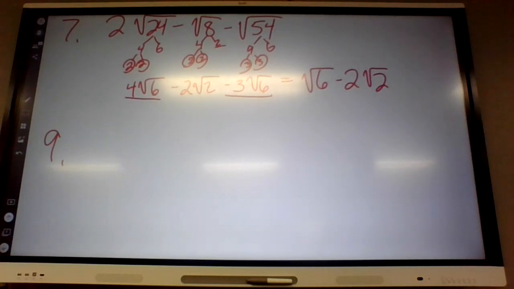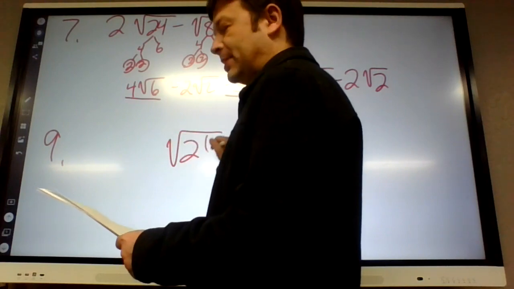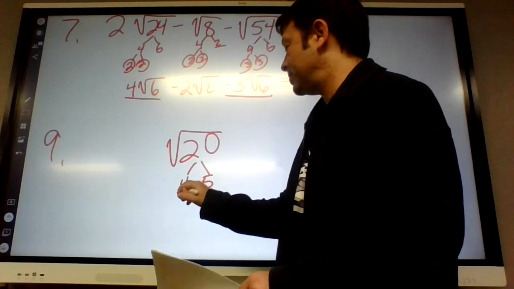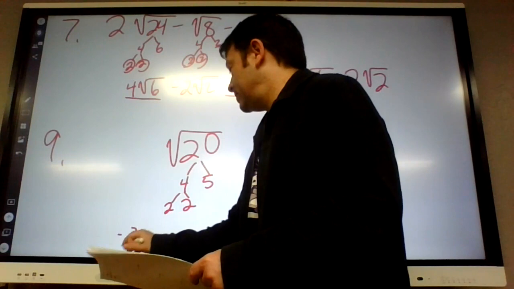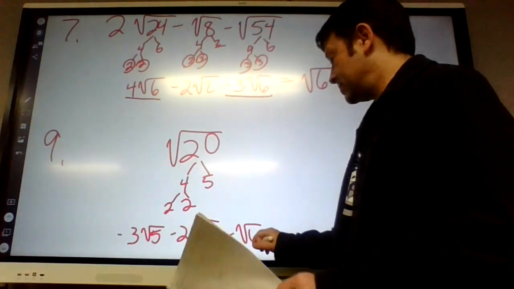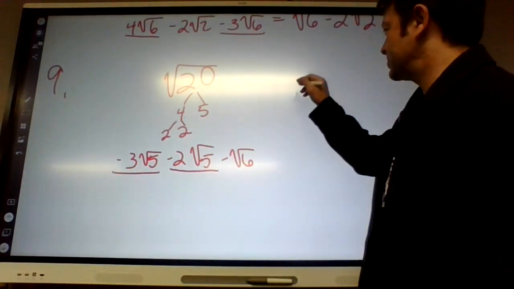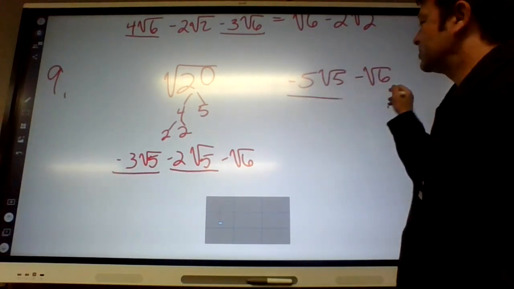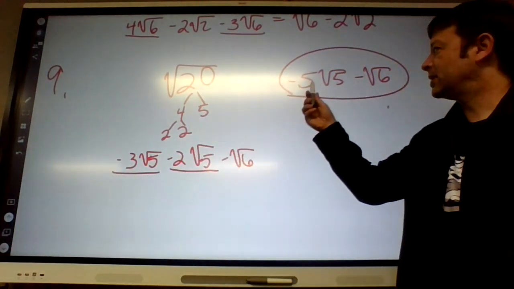Yeah, on number 9, only square root of 20 simplifies. 6 is just 2 times 3, and 5 is just 5. So the only thing we can do is simplify square root of 20, so we have negative 3 square root of 5 minus 2 square root of 5 minus square root of 6. So then it'd be negative 5 square root of 5? Right, negative 3 minus 2 is negative 5 square root of 5, minus square root of 6.